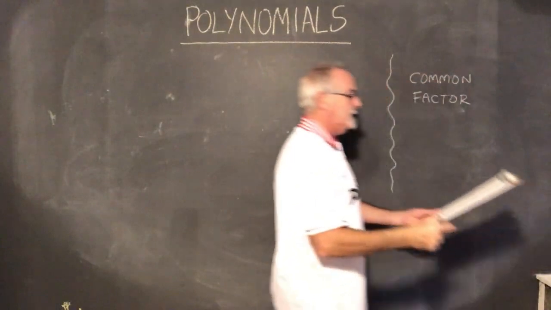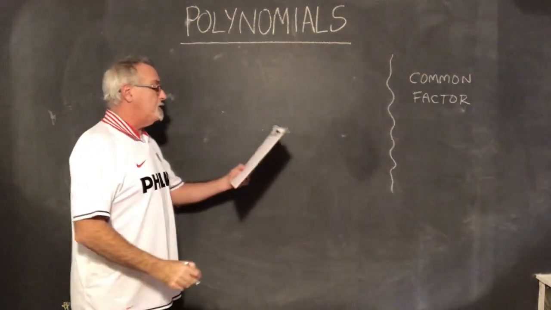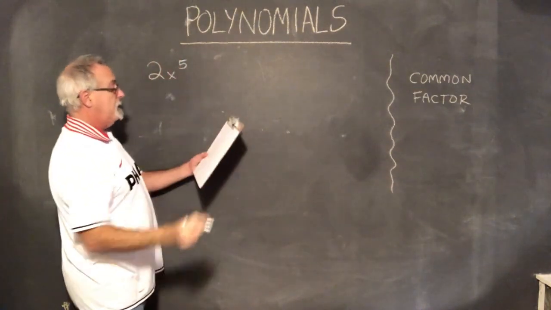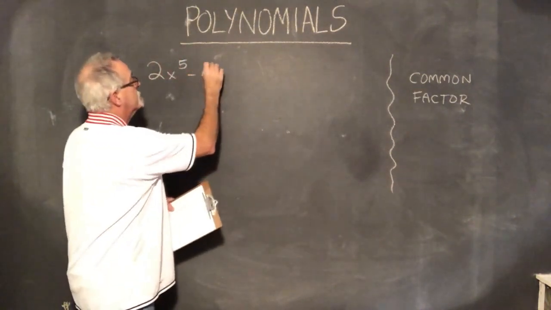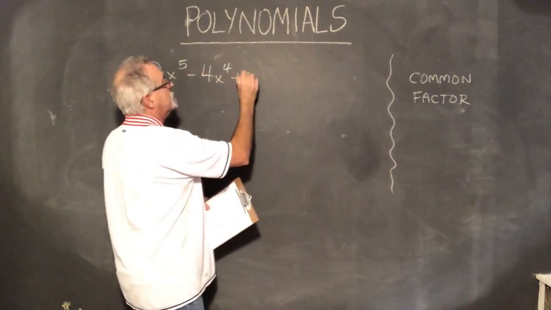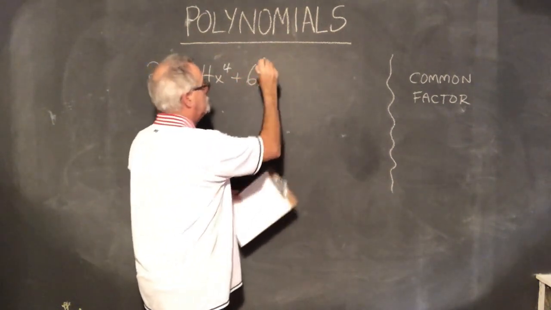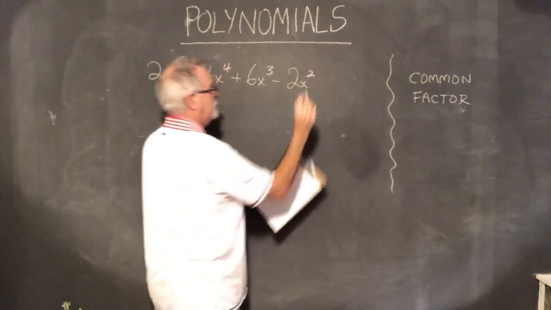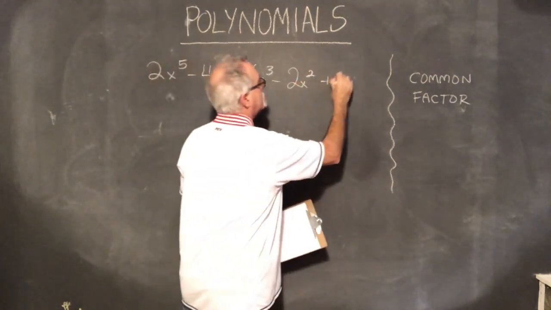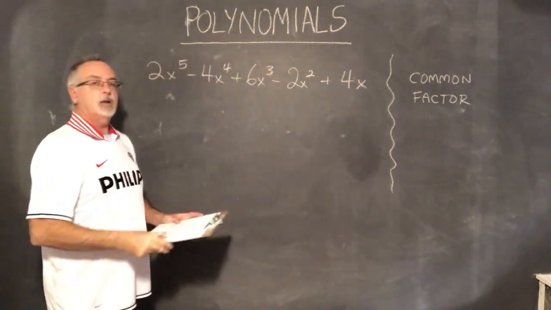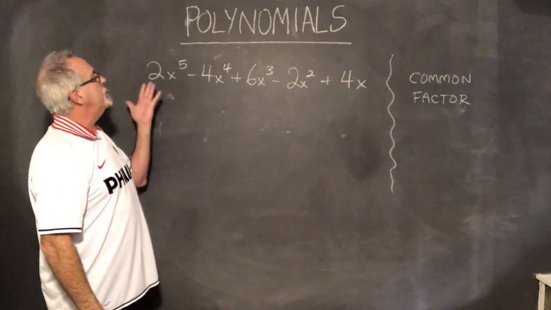Okay, what's this one? I'm putting a 5-term polynomial. 2x to the 5 minus 4x to the 4 plus 6x cubed minus 2x squared plus 4x. 5-term polynomial.